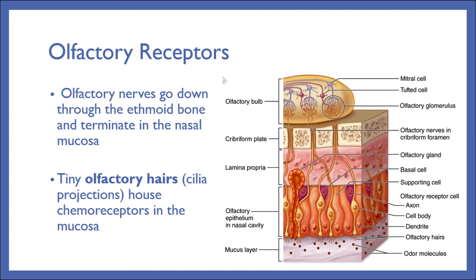Here's a closer view of those receptors. We're going to start at the top with the olfactory bulb. In the olfactory bulb, we have nerves that come down in synapse with our olfactory nerves. These are going to travel down through the bone, called the cribriform plate, down into the olfactory epithelium.